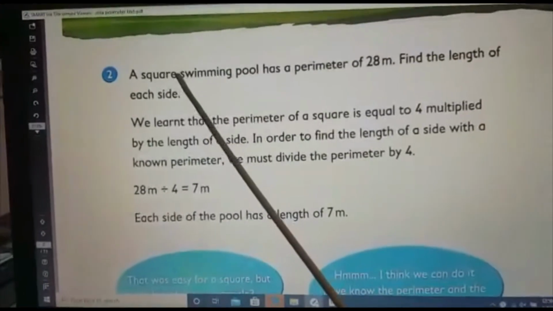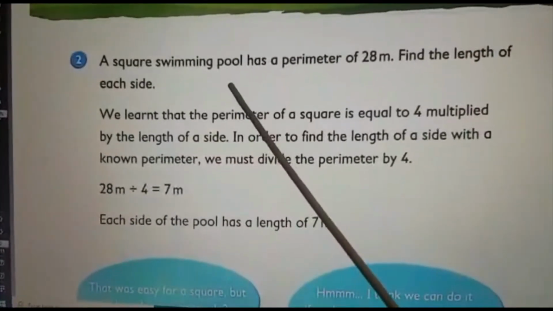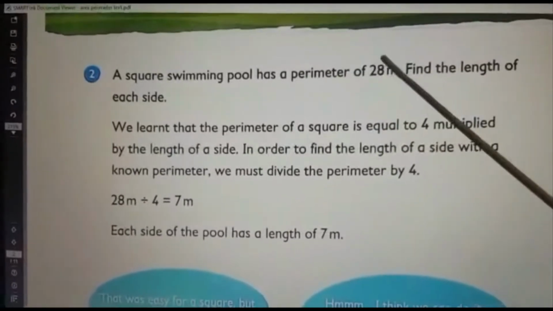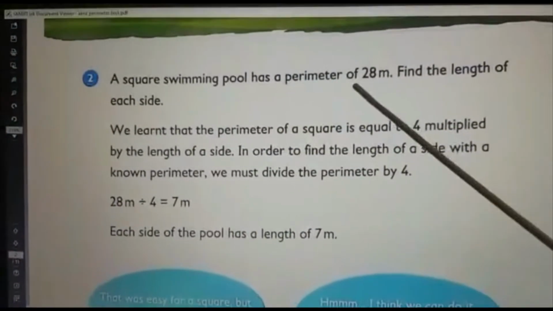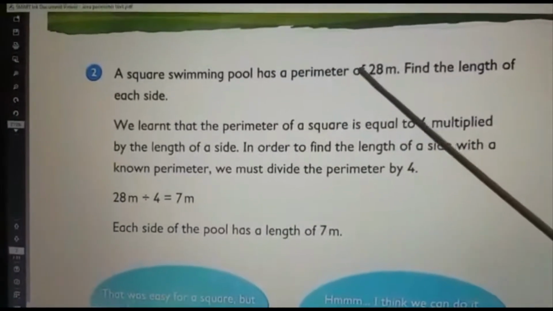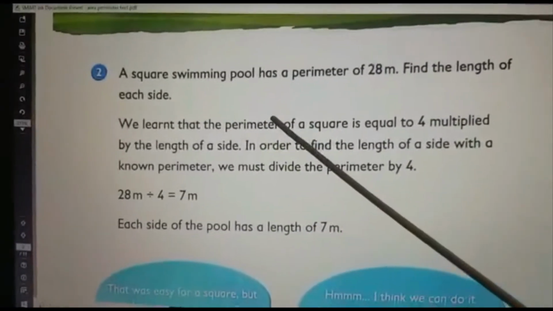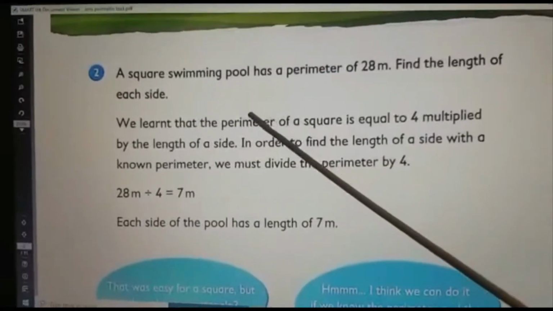So here it is. A square swimming pool has a perimeter of 28 meters. So already the answer is given. In the other case, we were finding the perimeter, but here the perimeter is already given. How much is the perimeter? It is 28 meter. Find the length of each side. We want to find the length of each side.